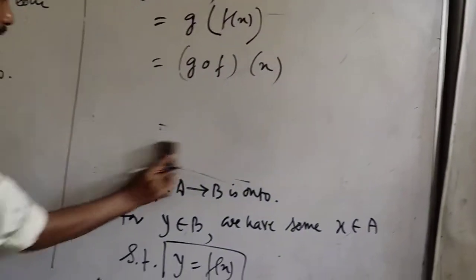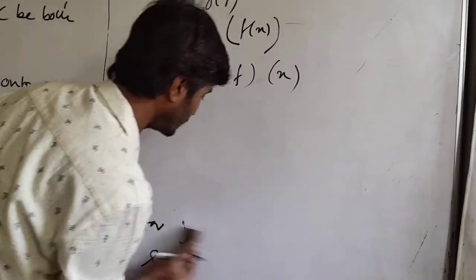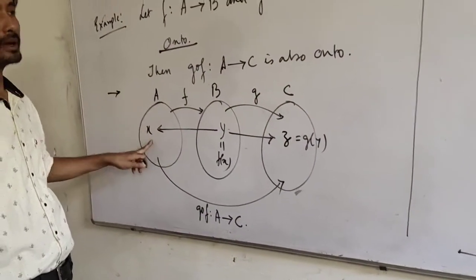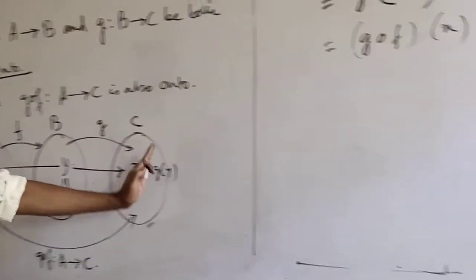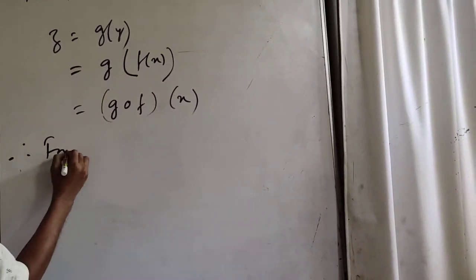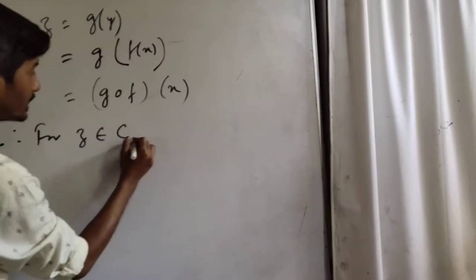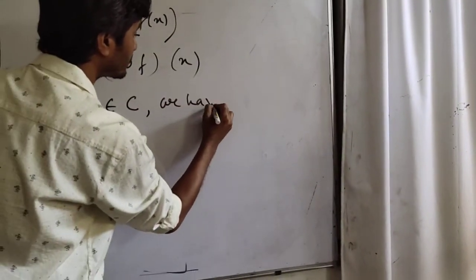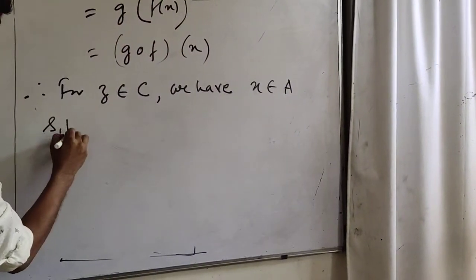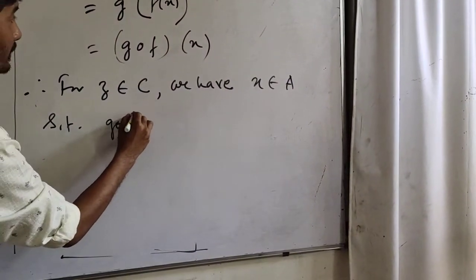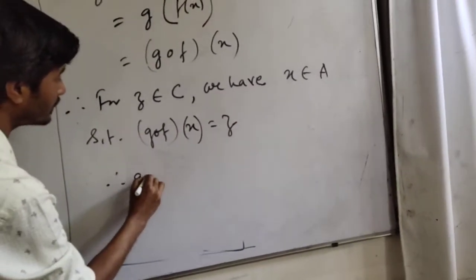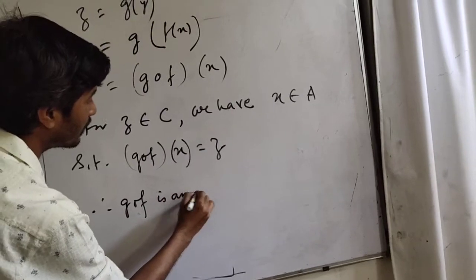Then it is clear from this that for that z we get an x whose image under the function g∘f is z. Therefore for z in C we have x in A such that g(f(x)) equals z. Therefore g∘f is an onto function.